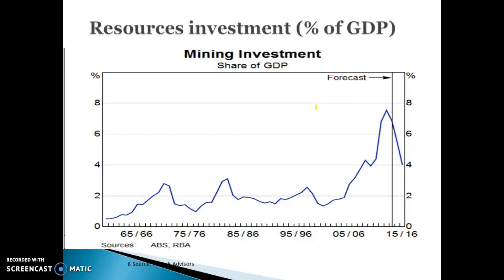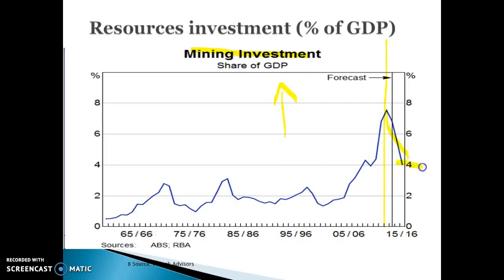And because the terms of trade is falling and we're not getting the same amount of income from our exports, the level of investment, particularly in the mining sector, is starting to fall. During the peak of the mining boom back in 2012, 2013, mining investment was through the roof. Companies were making lots and lots of money selling minerals, so they were investing. They were building new infrastructure and new machinery to get as many minerals as they possibly could out of the ground.